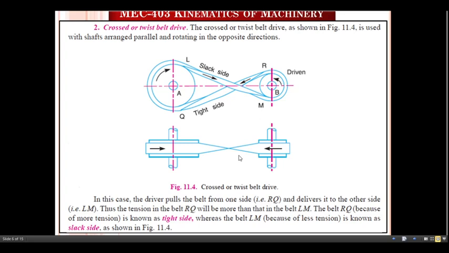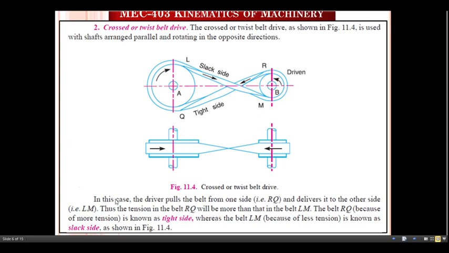Okay, now next take is a cross or twist belt. Now when both the pulleys are moving in opposite direction, then this is the case of cross or twist belt. The cross or twist belt is used when the shafts are arranged parallel and rotating in the opposite direction. In this case, the driver pulley.